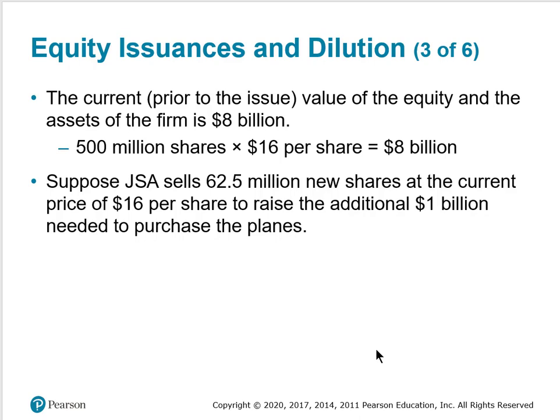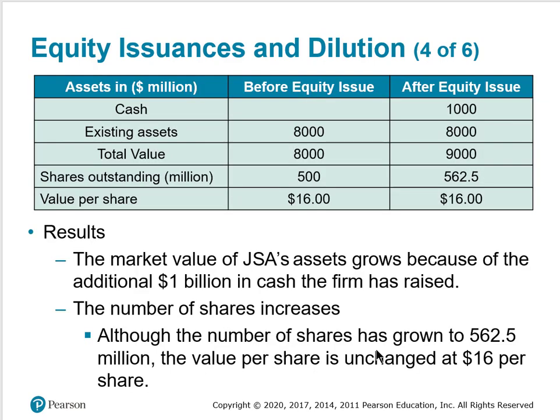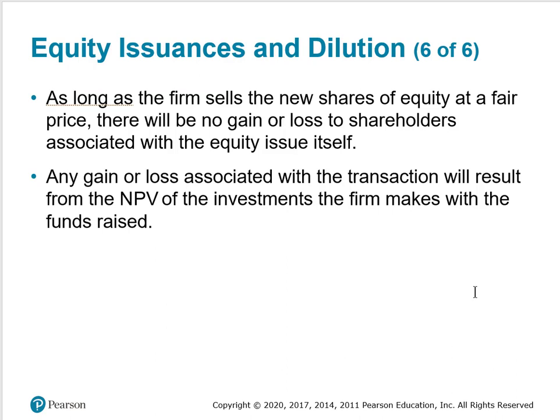1 billion divided by 16 is 62.5 million shares. So what we see here is we have $8 billion in assets, total value $8 billion. Dividing by 500 million shares, that's $16. Here's the $1 billion in cash that's added. Existing assets were $8 billion, so total value is $9 billion. Now we have 562.5 million shares. Divide that into the 9 billion, and again that is $16 per share. So the market value of the assets grows, but we also divide that by a greater number of shares. The actual value per share of stock has not changed.